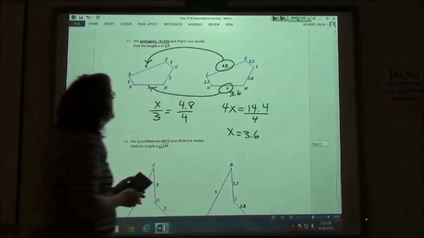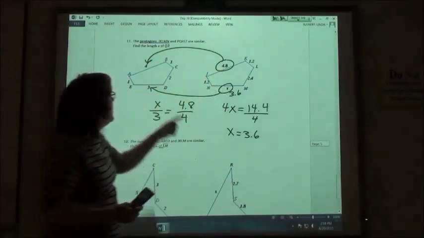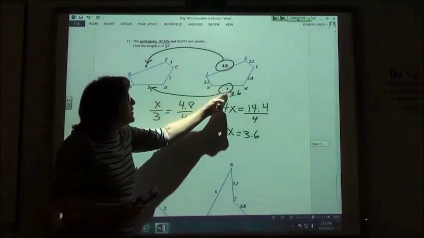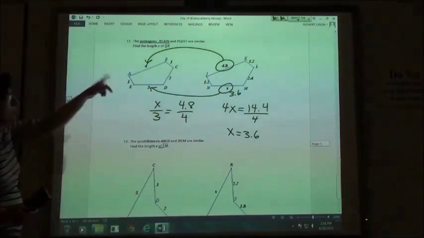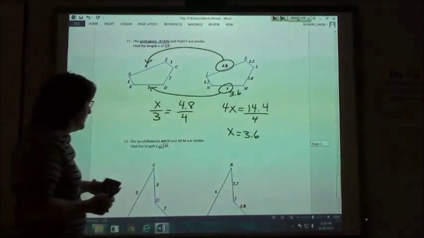3.6. So here, it was a smaller number. It's bigger over here. Here it was smaller. It's a little bit bigger over here, right? 4 went to 4.8. 3 to 3.6.